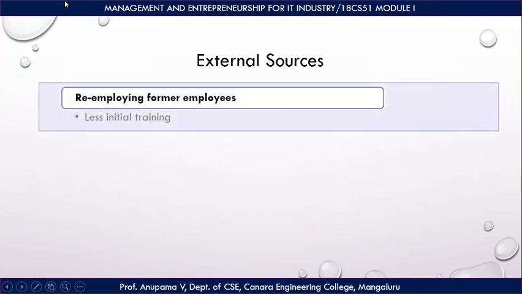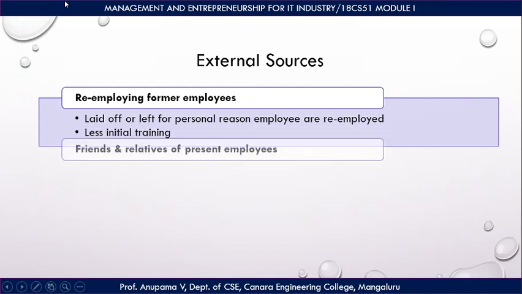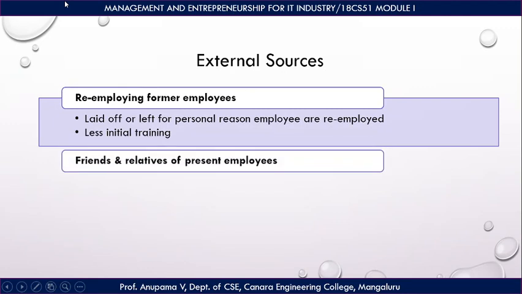Re-employing the former employees. Former employees who have been laid off or have left for personal reasons may be re-employed. These people may require less initial training than is needed for a total stranger to the enterprise. Friends and relatives of present employees. Some industries with a record of good personal relations encourage their employees to recommend their friends and relatives for appointment in the concern where they are employed.